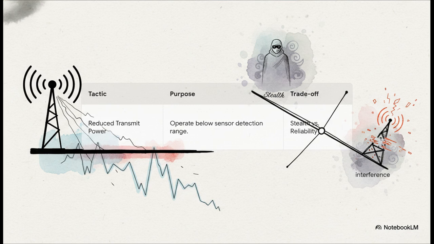The goal is simple: turn the power down so low that you fall below what security sensors can even pick up. But, and this is a big but, there's always a trade-off. In this case, it's stealth versus reliability. A weaker signal is way harder to spot, for sure, but it's also much more likely to get disrupted or just not provide a stable connection.